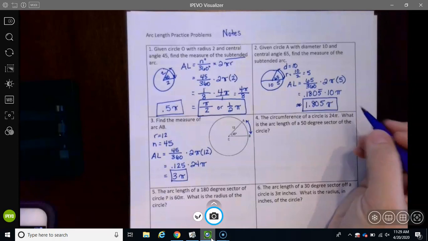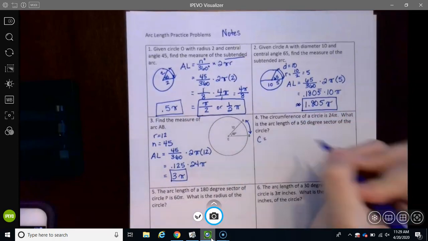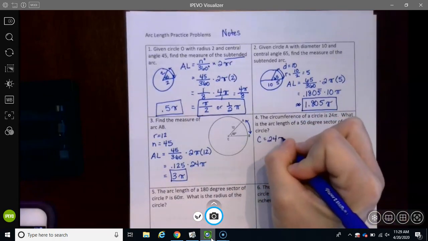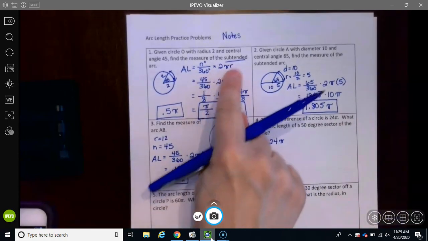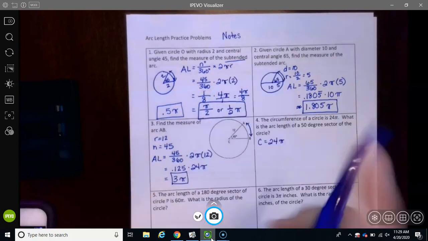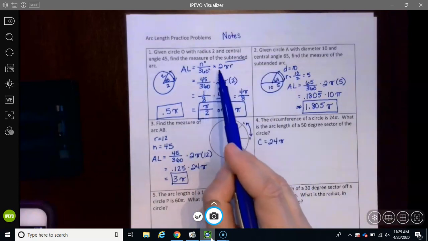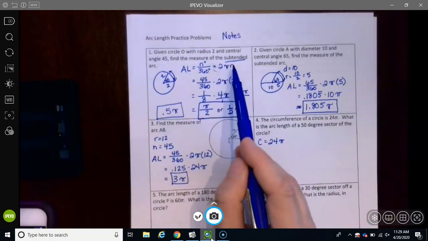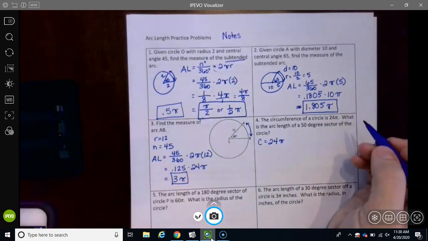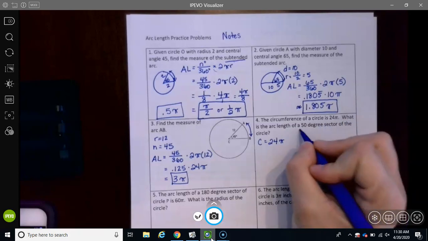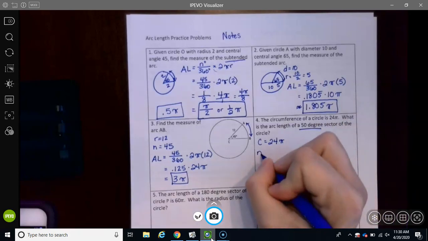The circumference of a circle is 24 pi. So this time they gave us the circumference. So I want you to look at our formula up here. Remember, 2 pi r is the formula for circumference. So now when we plug into this equation, we're replacing the 2 pi r part with the 24 pi. Okay? So they want to know the arc length of a 50-degree sector. So n is 50.